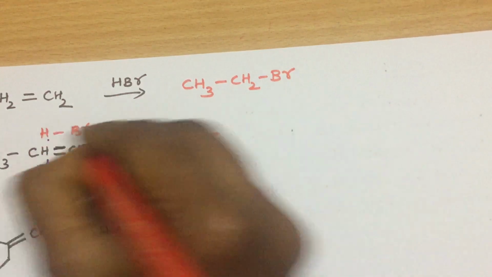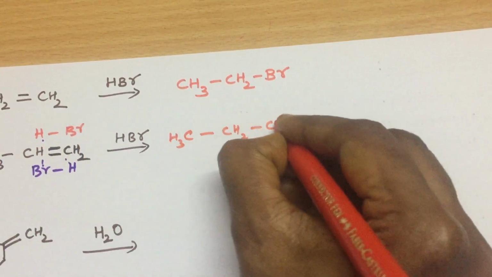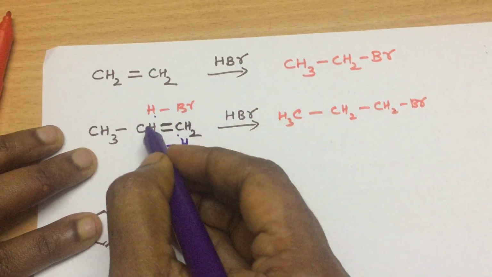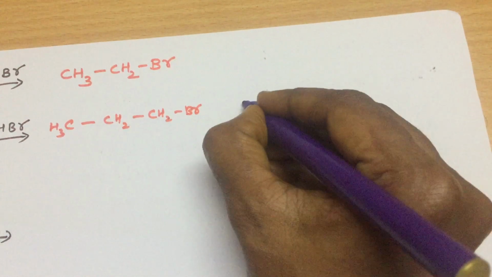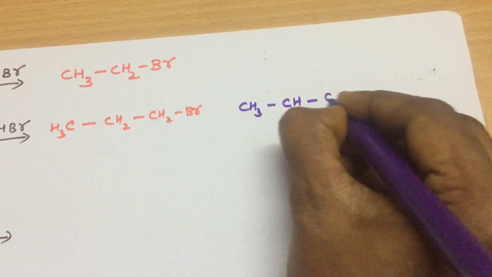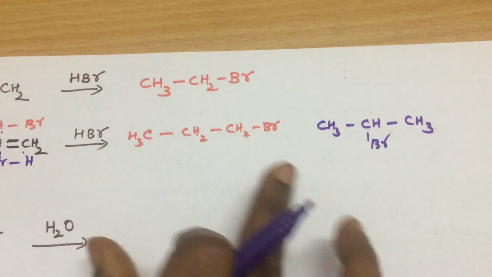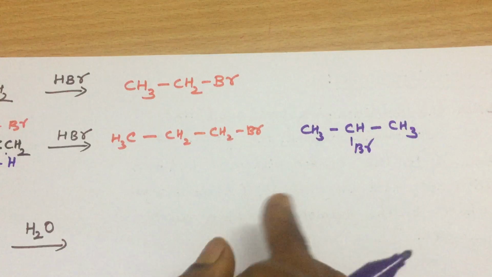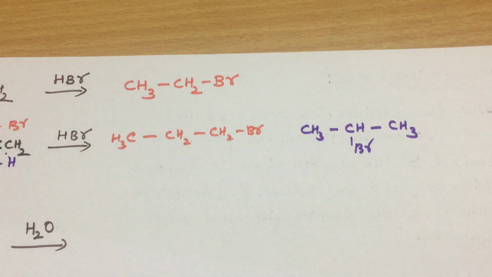If HBr adds in this manner, you will get this product. If HBr adds in this way, bromine to this carbon and hydrogen to this carbon, what you will get? CH3. I am differentiating using the color. So how to know which product you will get? Maybe you will get both products, but one will be in major amount. How to know which one will be in major amount?